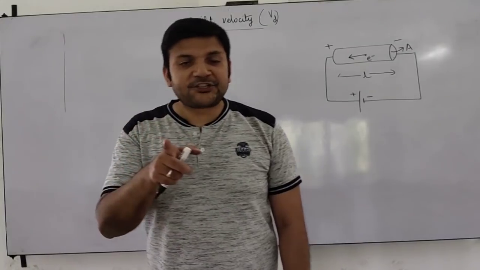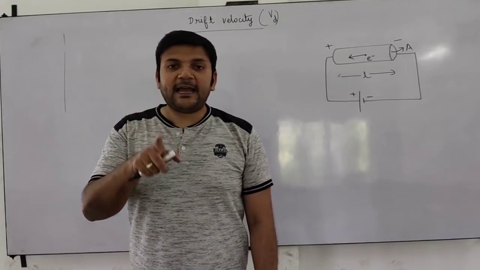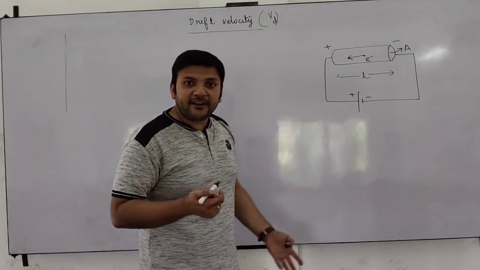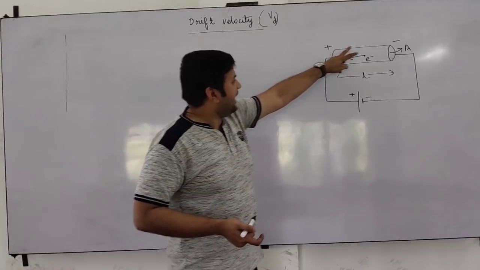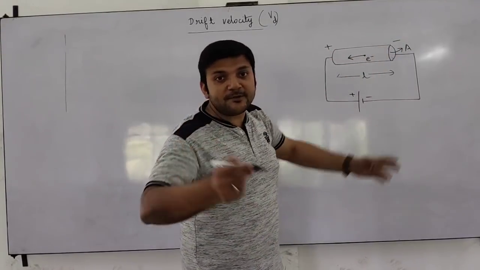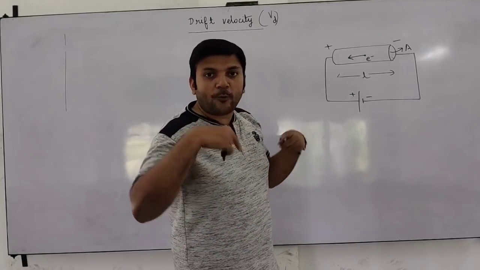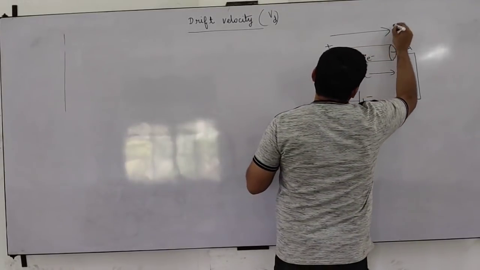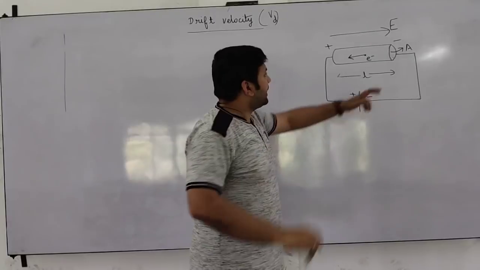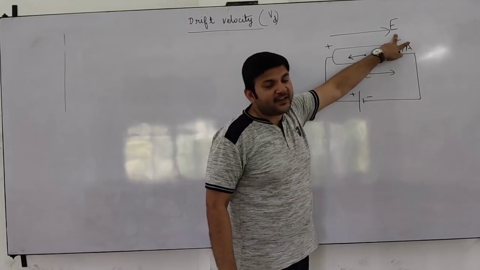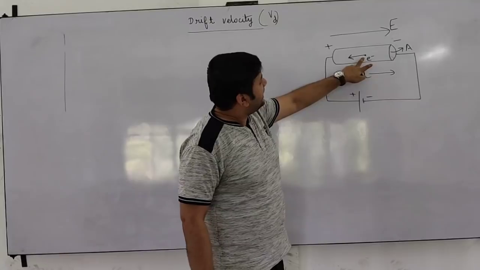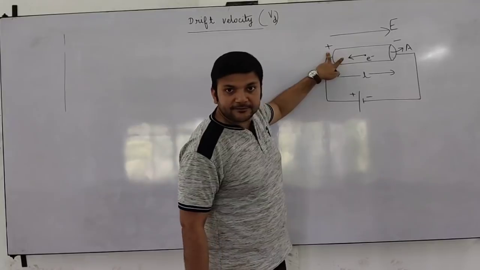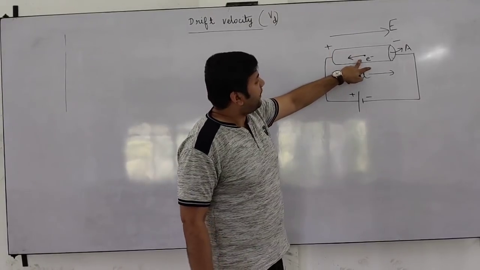What is the electric field? You see, this is positive and this is negative, so what will be the direction of the electric field? Positive to negative. Capital E is the direction of the electric field, and you see the electron will move from negative to positive. That is the motion of the electrons.